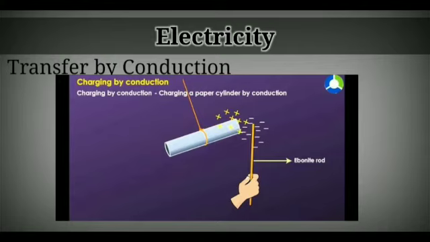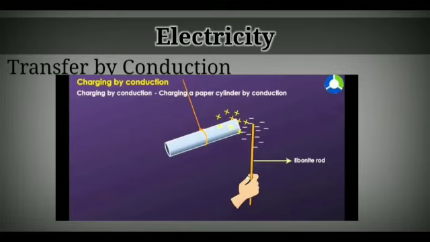Here, when the ebonite rod is rubbed with woolen cloth, electrons from the woolen cloth are transferred into the ebonite rod. Now, the ebonite rod will be negatively charged when it is brought near a paper cylinder. The negatively charged rod is attracted by the positive charges in the cylinder.